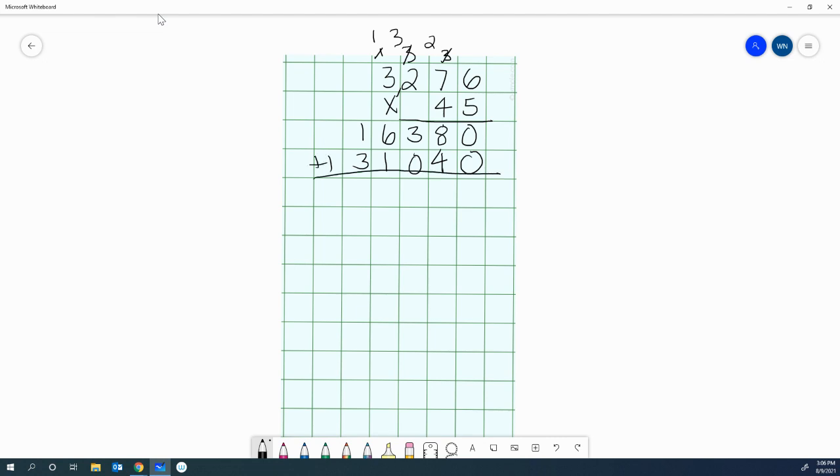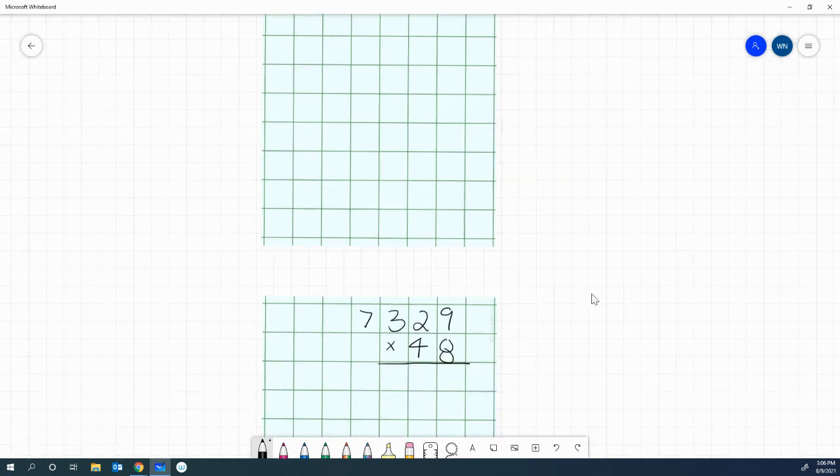Let's add it up. 0 plus 0 is 0. 8 plus 4 is 12. 1 plus 3 is 4. 6 plus 1 is 7. 1 plus 3 is 4. 1 plus 0 is 1. Let's read this number. 147,420. 147,000. Remember we say thousand where that comma goes. 420.